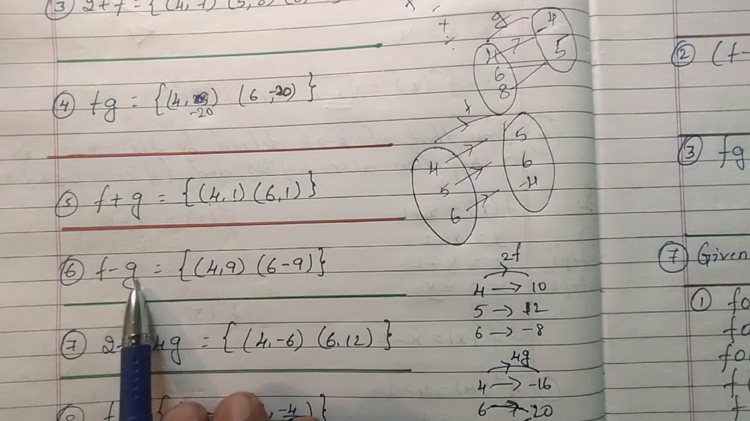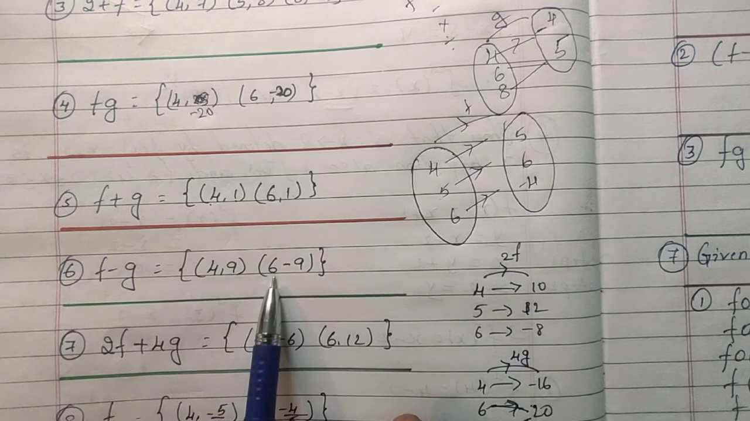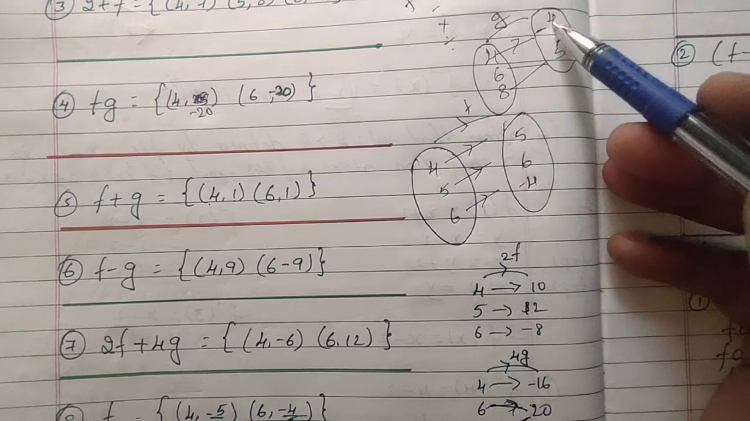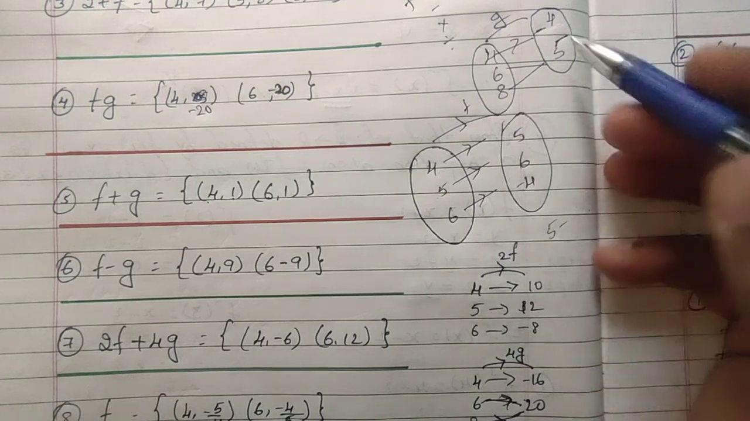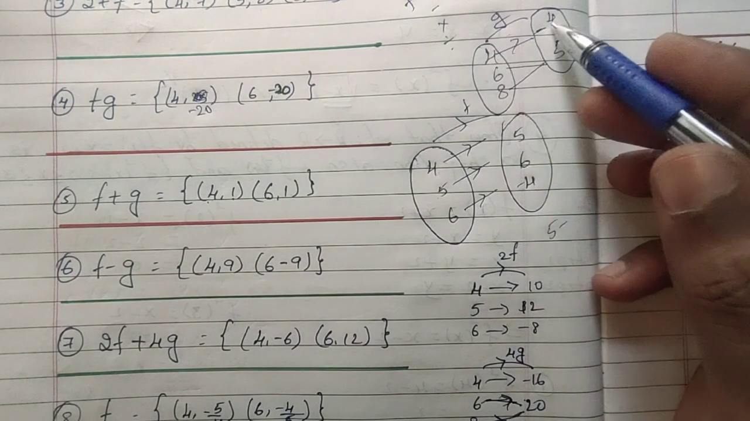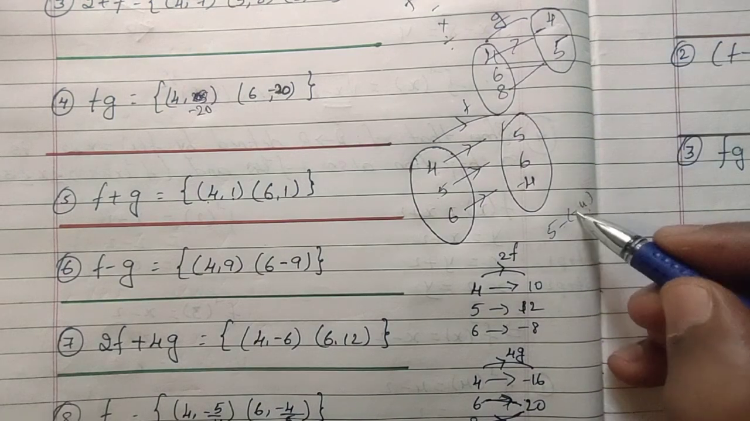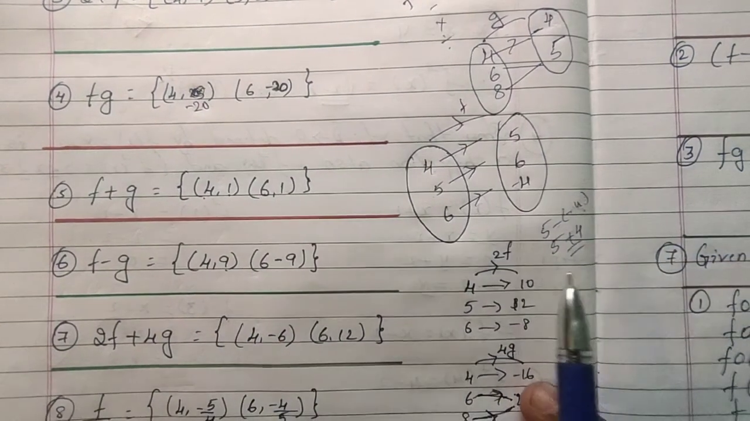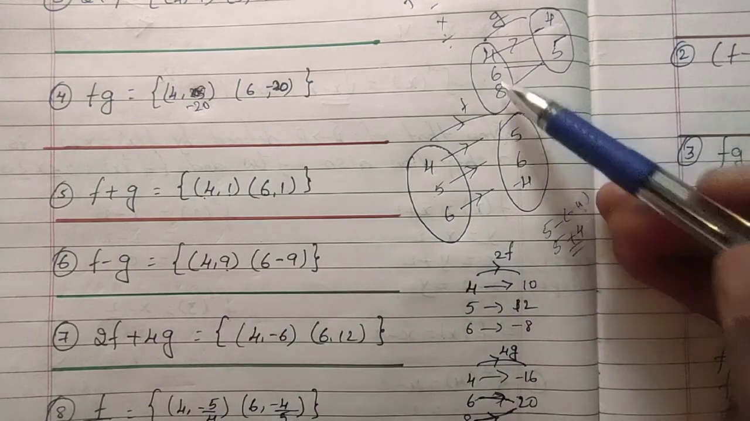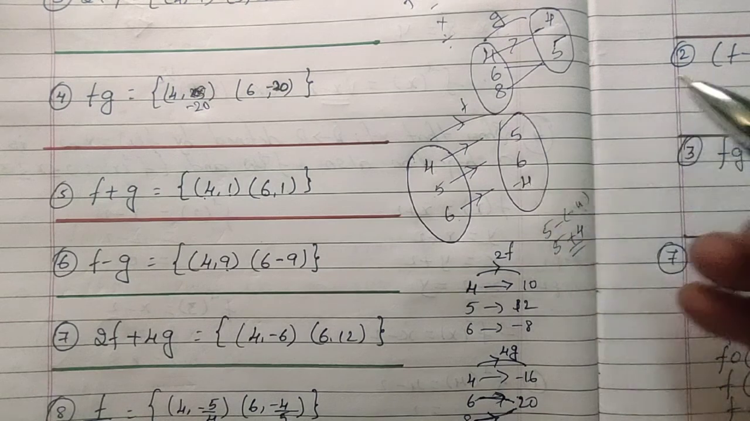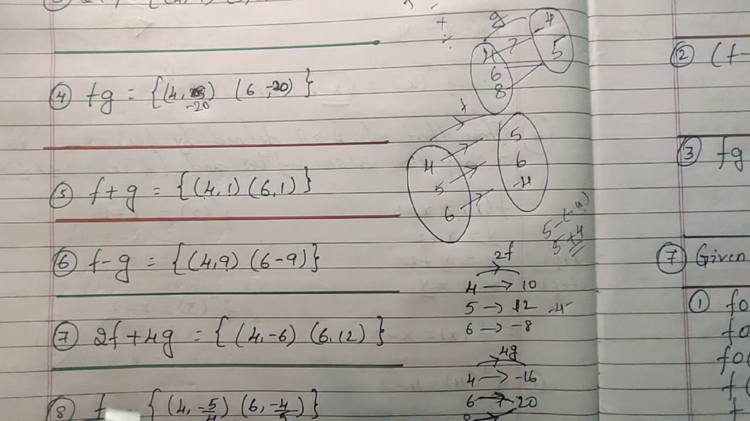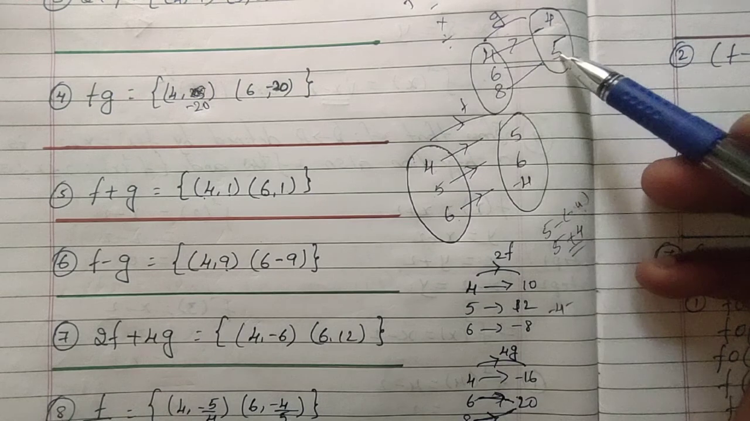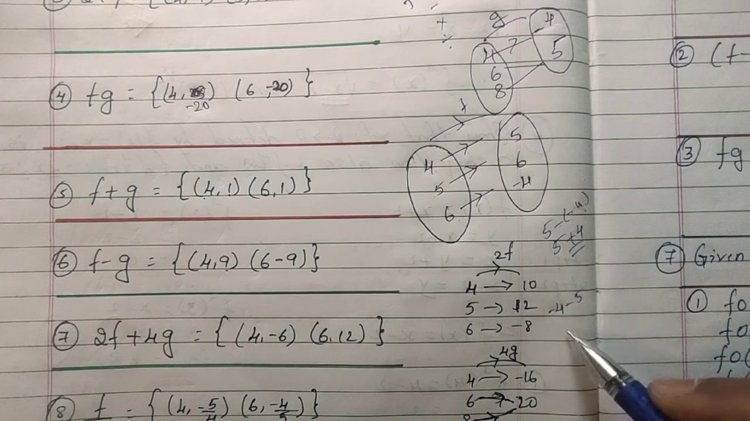Now we need to subtract, f minus g. Common domain is same, 4 and 6. Now we should subtract. F is 5 minus g. When the domain is 4, what is the range? Minus 4. That we should subtract. Minus into minus will become plus. So 5 plus 4, that is nothing but 9. Similarly, for 6, f function's range is minus 4. Yes or no? Minus 4, f function minus g function. In the g function, for 6, answer is 5. So when you simplify this, you will get minus 9.